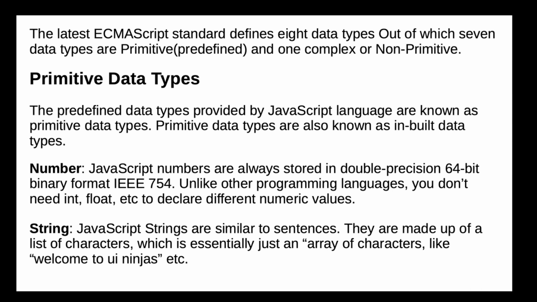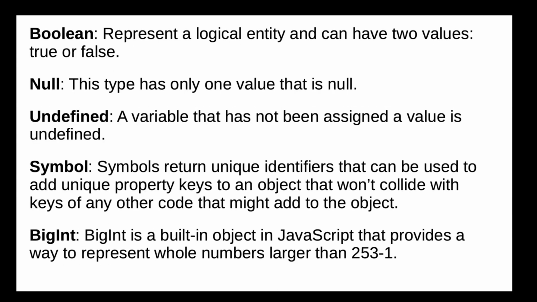So next, number. First is the number primitive data type. JavaScript numbers are always stored in double precision 64-bit binary format IEEE 754. Unlike other programming languages, you don't need int, float, etc. to declare different numeric values. And next is string. JavaScript strings are similar to sentences. They are made up of a list of characters, which is essentially just an array of characters, like welcome to UI Ninjas, etc.